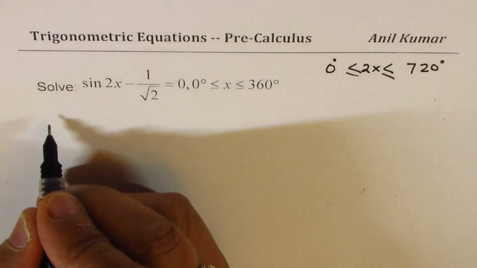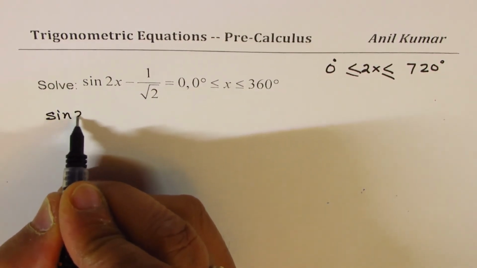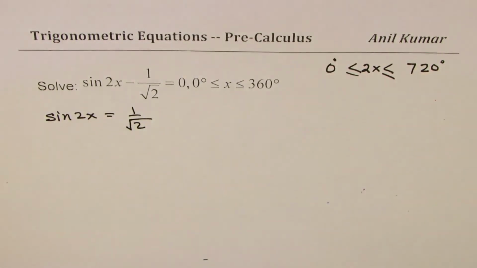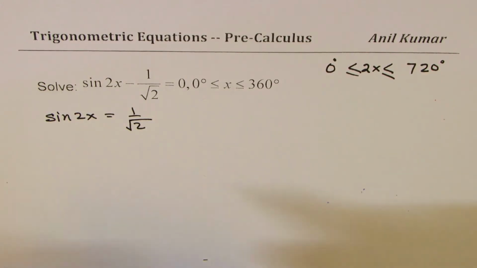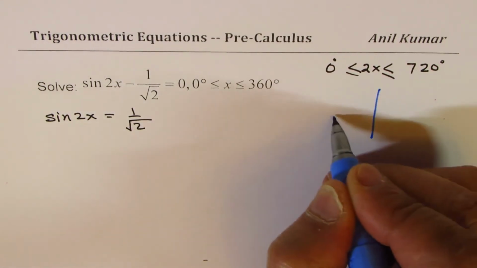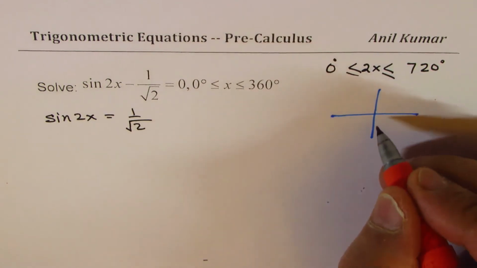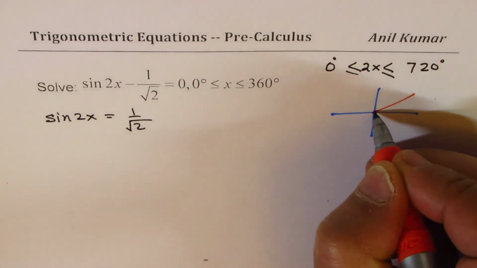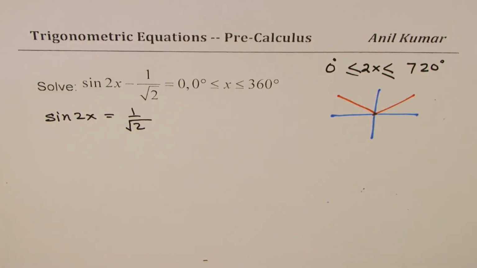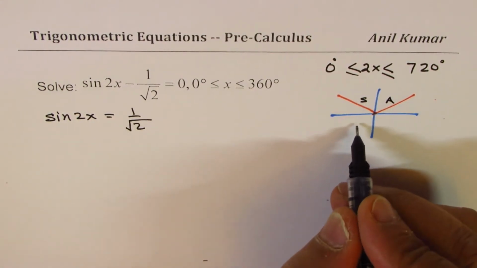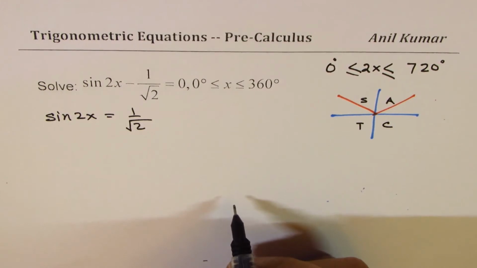Let's rearrange this equation. So we get sine 2x equals 1 over square root 2. Now that is a positive value. Since it is a positive value, we expect answers in two particular quadrants, quadrant 1 and quadrant 2, right? So we expect answers here and there. Simple reason, we know all are positive here. Sine is positive in quadrant 2, tan in 3 and cosine in 4.